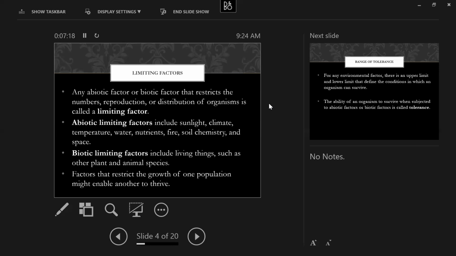What non-living thing also can cause a lot of deaths? Viruses. There we go. All right, cool, guys. So I would like you guys to highlight under limiting factors the first 3 bullet points.